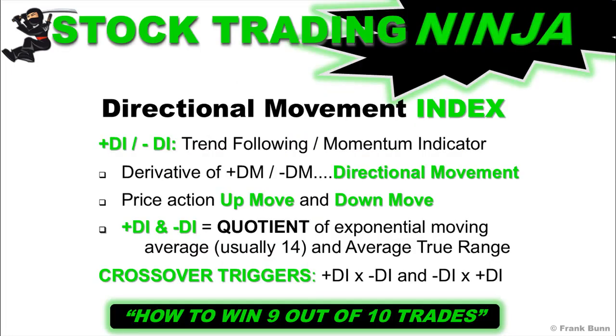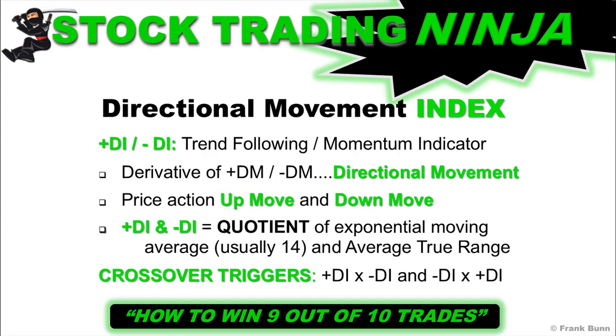Let's move on to the directional movement indicator. This is another trend following and momentum indicator. There is a positive directional index and a negative directional index, which are derivatives of the positive or negative directional movement calculation based on whether the price itself has moved up or down in the most recent interval. So the positive DI and negative DI are the quotient of an exponential moving average, which is usually 14 periods, and the average true range in price.